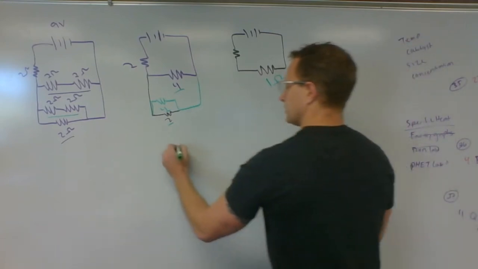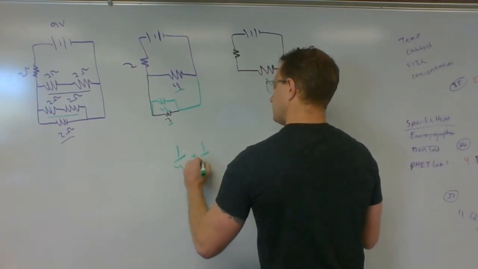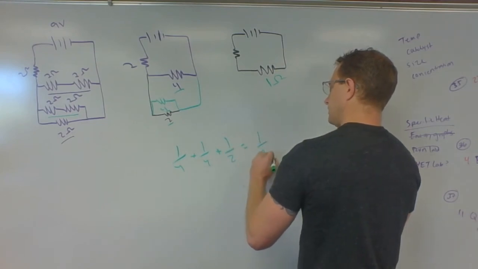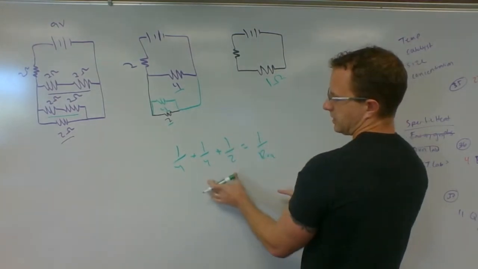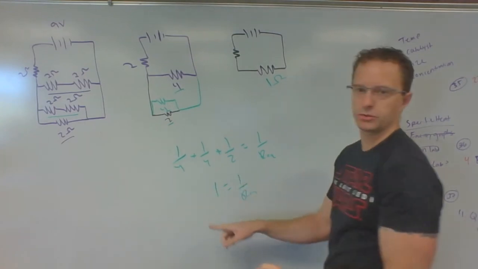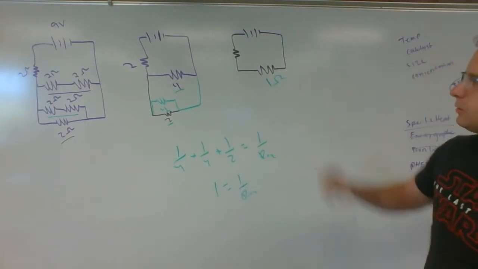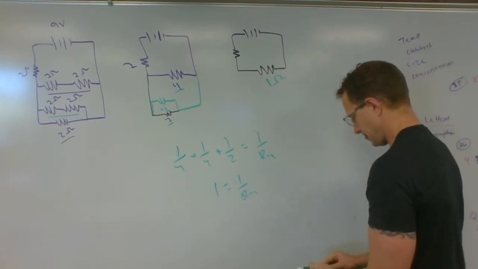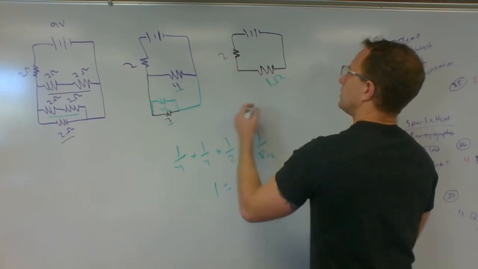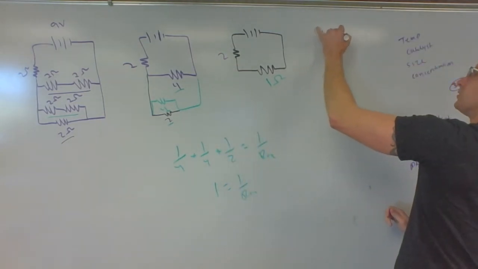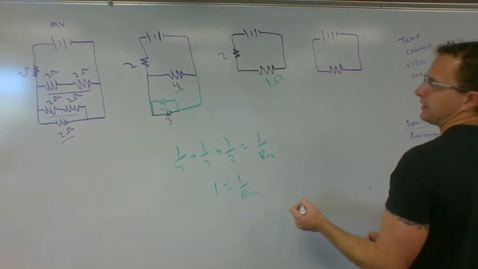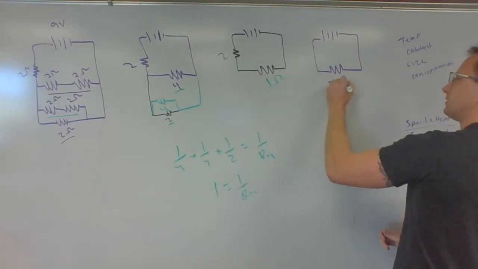So let's write that out. 1/4 plus 1/4 plus 1/2 equals 1 over Req, 1 over the equivalent resistor. So that's 1 equals 1 over Req. So we inverse 1, and that's still 1, right? So 1 is our equivalent resistor there. And then this guy is 2. So now my one last equivalent resistor is just those 2 added up, and that would be 3.